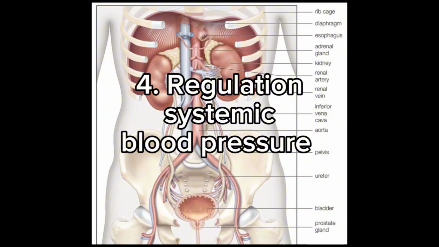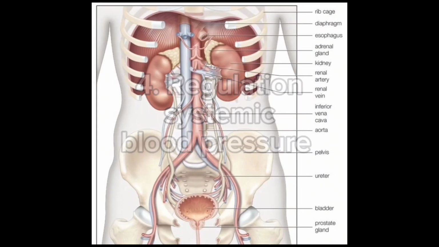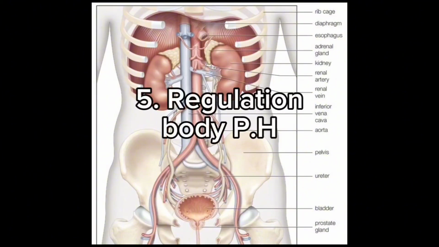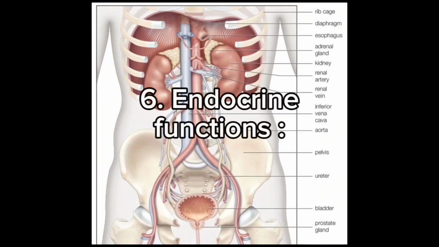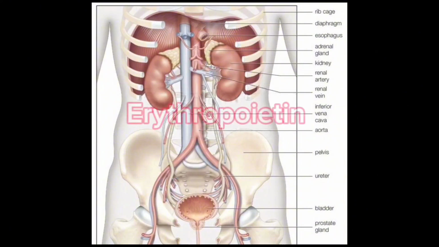Regulation of systemic blood pressure. The kidney cells are sensitive to pressure changes. Some kidney cells produce an enzyme we call renin, which is crucial for blood pressure control. pH regulation: the kidneys regulate the acid-base balance, and we're going to have a separate video about the acid-base balance. And last but not least, the endocrine functions of the kidneys. The kidneys produce hormones like erythropoietin, which is an important hormone for red blood cell synthesis.